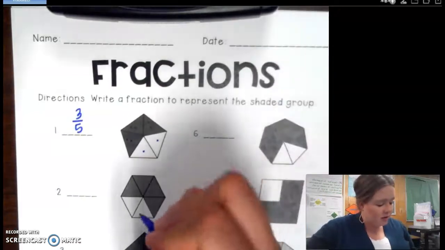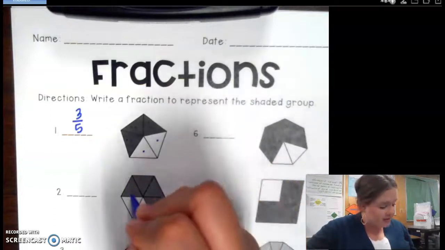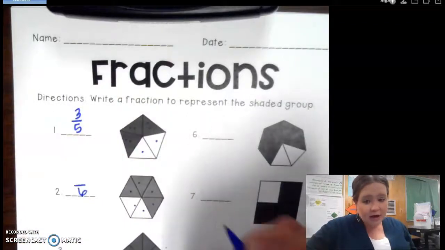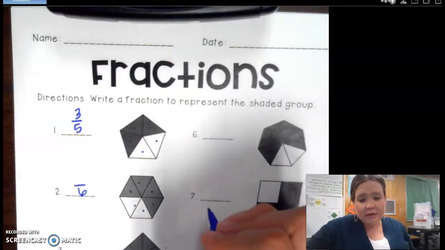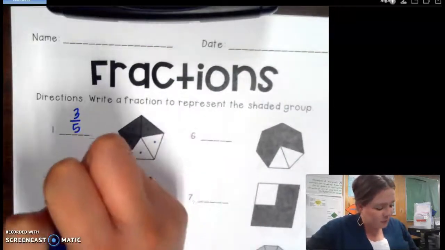Okay, I'll do another example. Here I'm going to count my total number of pieces. 1, 2, 3, 4, 5, 6. That is my denominator. And then I'm going to count the number of pieces that are shaded. 1, 2, 3, 4. Okay?